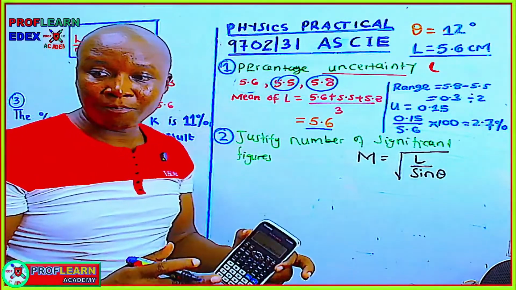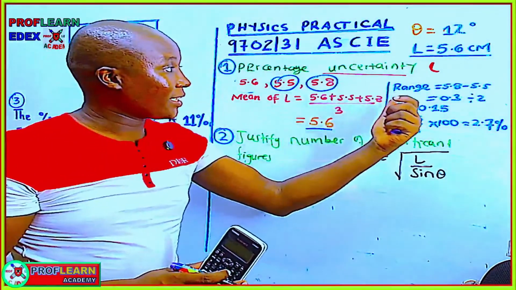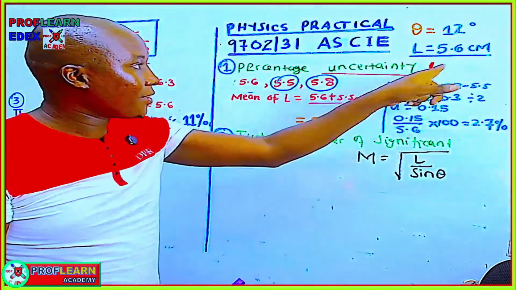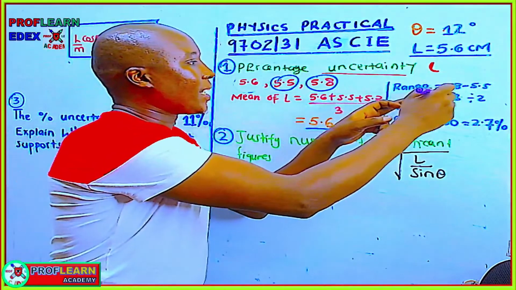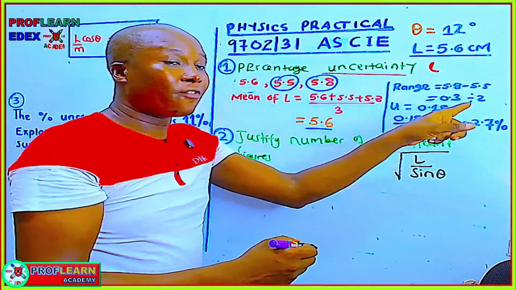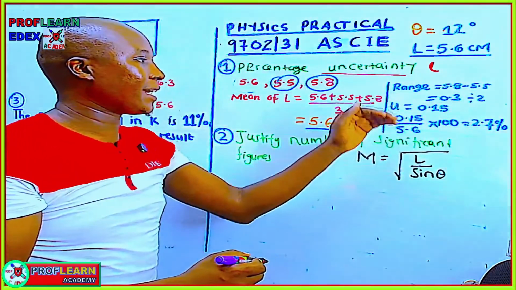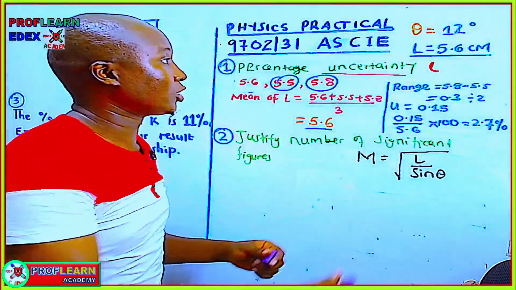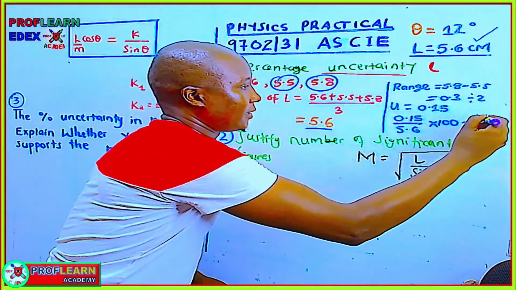So basically, if you are asked that question of finding the uncertainty of any given measurement, what you are supposed to do is to repeat that measurement, get different measurements, find the mean, and also find the range. Range is the largest minus the smallest, and using the range, divide it by 2 to get the uncertainty. Then uncertainty over the mean times 100 is going to give you the percentage uncertainty. So that's how you will score that mark for uncertainty.